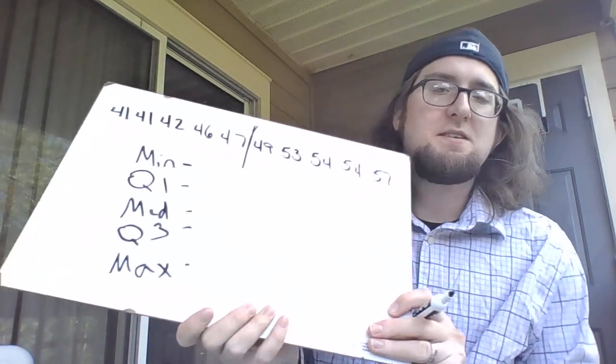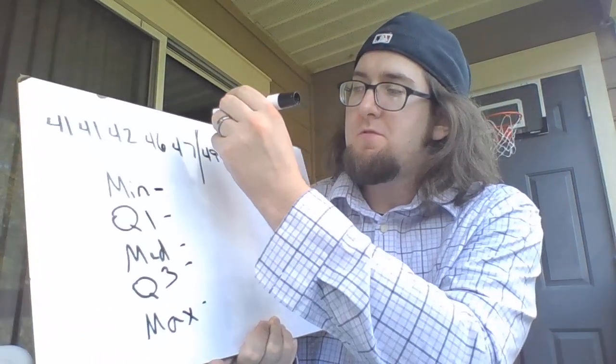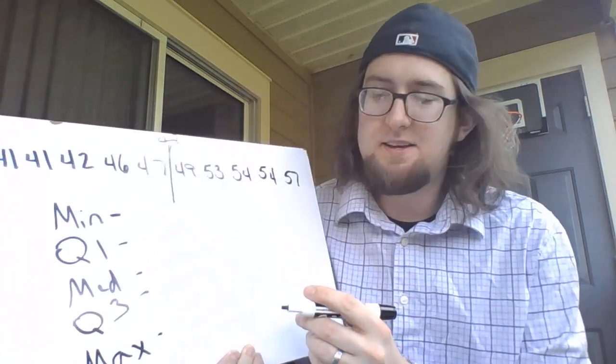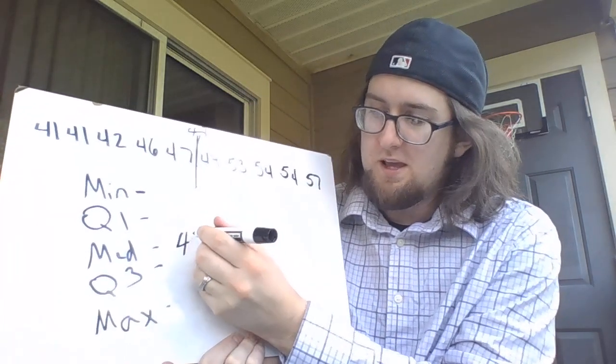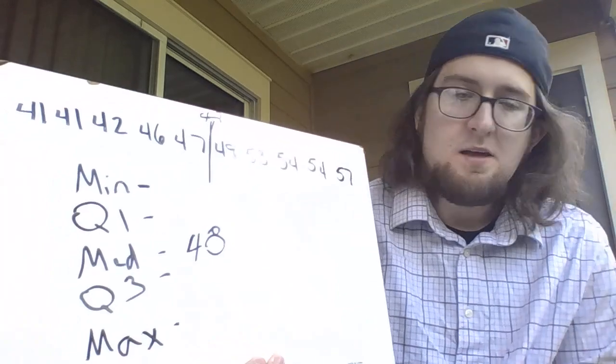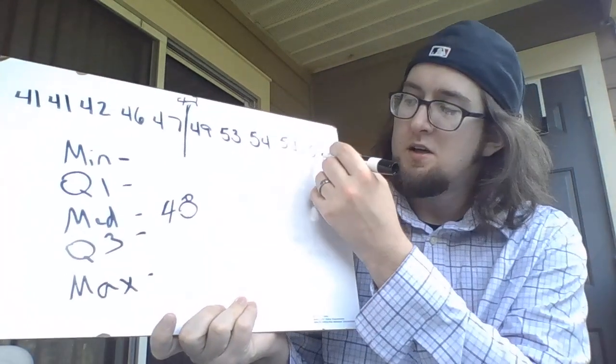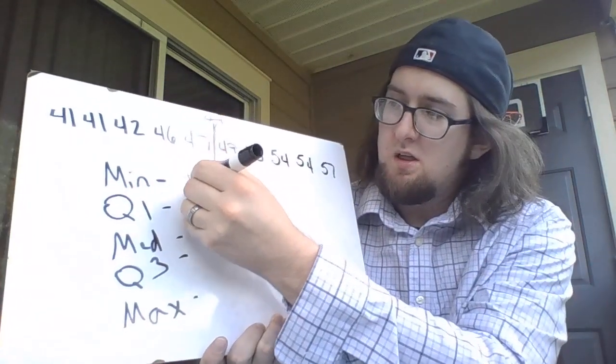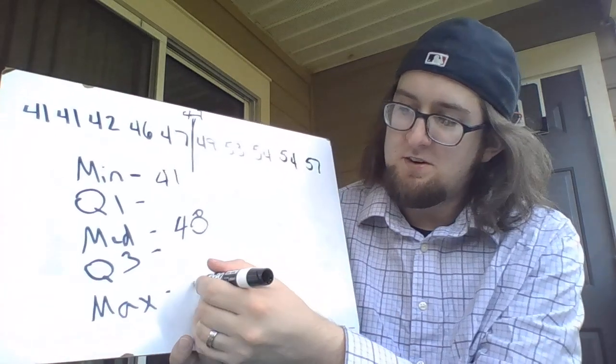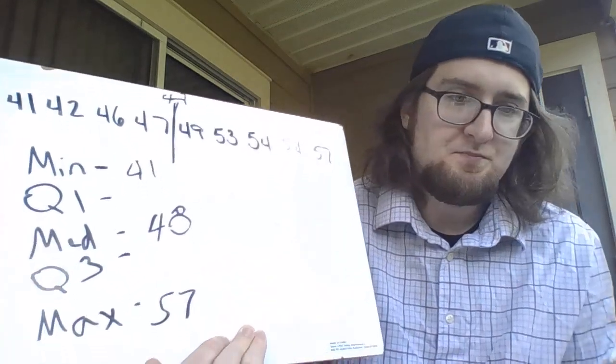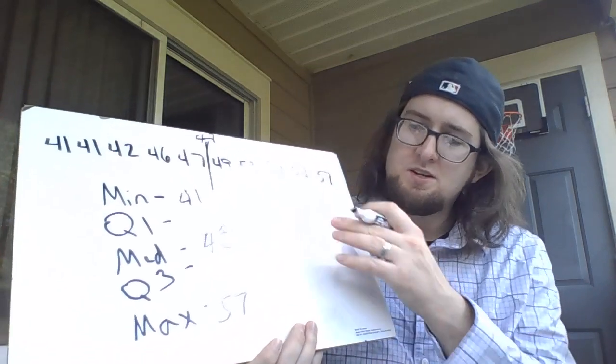So what's in between 47 and 49? That would be 48. So for median, we're going to put 48. Okay? Minimum and maximum are real easy. Our minimum is 41. Our maximum is 57. Okay? That's done. And then quartile 1 and quartile 3.